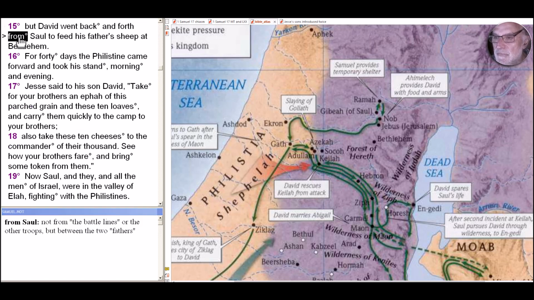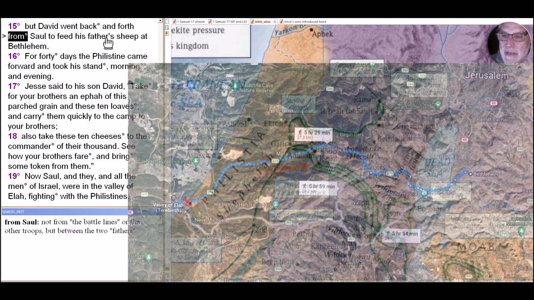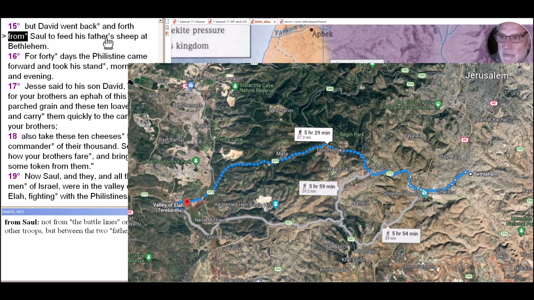So the phrase from Saul here, notice that it doesn't say that David is going to the battle lines or to the other troops, but literally between the two fathers here, that he's going back and forth between Jesse and Saul to feed his father's sheep. Notice the emphasis on his father's sheep, not his sheep or his family sheep, but the father's sheep, highlighting that distance there. Note if we look at this map from Google Maps, it's 27 kilometers between the two places.